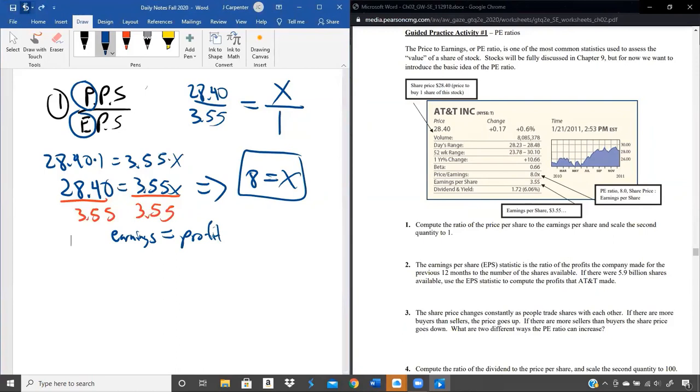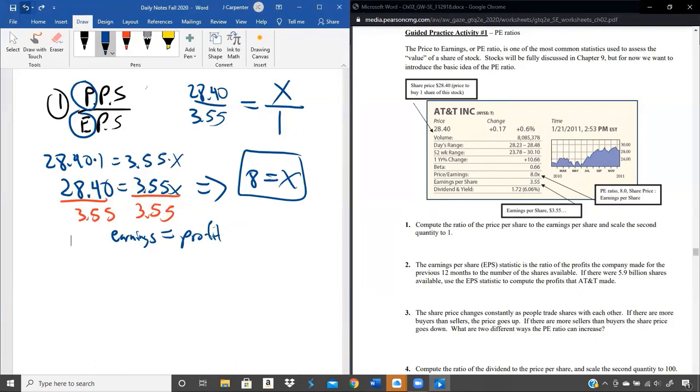So the earnings per share is the ratio of the profits, aka earnings, the company made for the previous 12 months, for the previous year. That 12 months not going to have anything to do with the problem, to the number of shares. Earnings, shares. Profits are earnings, shares are shares. So we're doing profits divided by shares, or earnings divided by shares. The word per means the second thing is in the bottom. If there were 5.9 billion shares available, use the EPS statistic given to compute the profits that AT&T made.